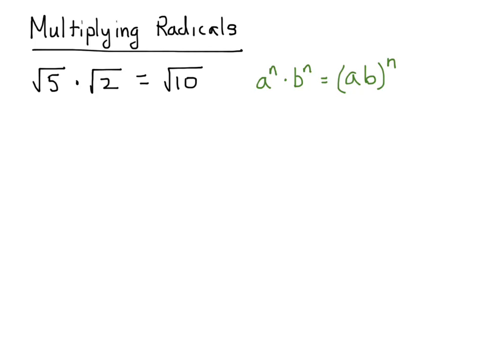With multiplying, you don't need similar radicals. Radicals multiply regardless of what's inside the radical. What's important, though, is that the index of the radical stay the same. So if we have the square root of 5 times the square root of 2, we get the square root of 10.